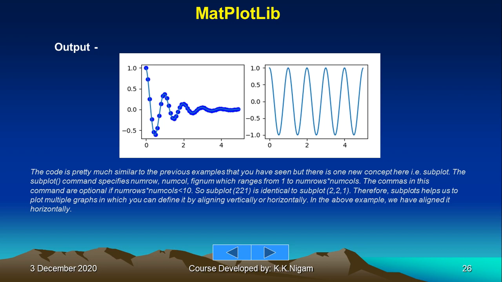The subplot command specifies num rows, num columns, and figure num, which ranges from 1 to num rows times num columns, etc. The commas in this command are optional. If num rows multiplied by num columns is less than 10, subplot 2 2 1 is identical to subplot 221. Therefore subplots help us to plot multiple graphs, which you can define by aligning vertically or horizontally. In the above example, we have aligned it horizontally.